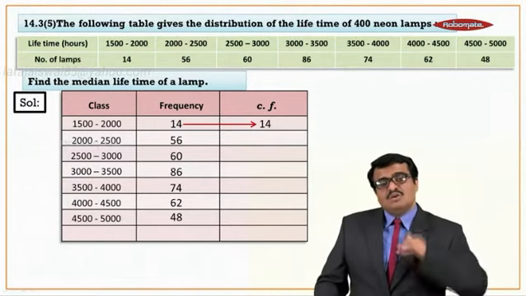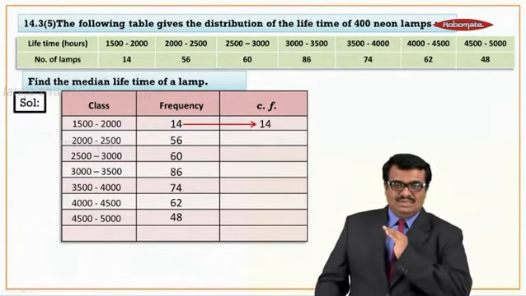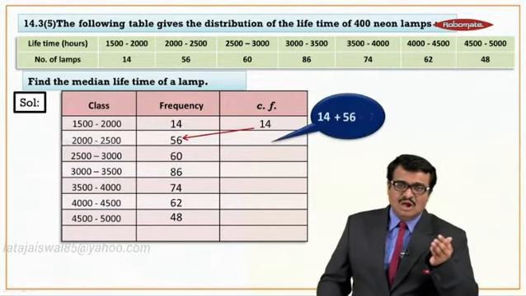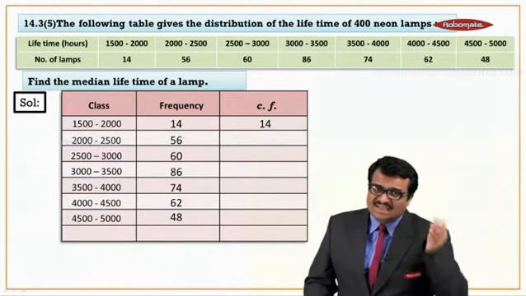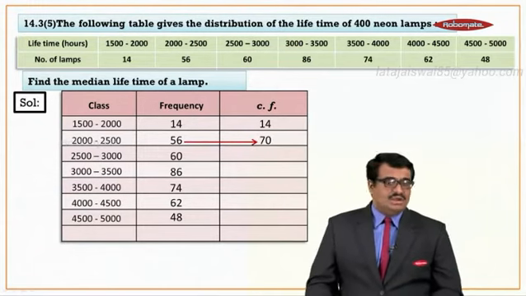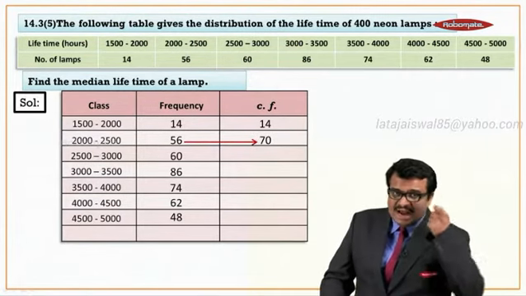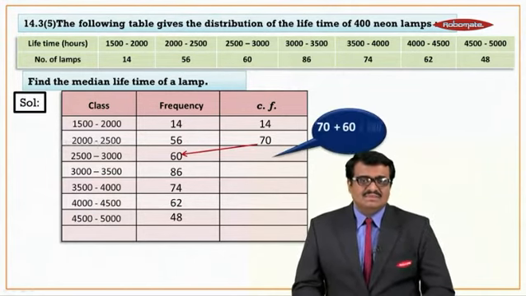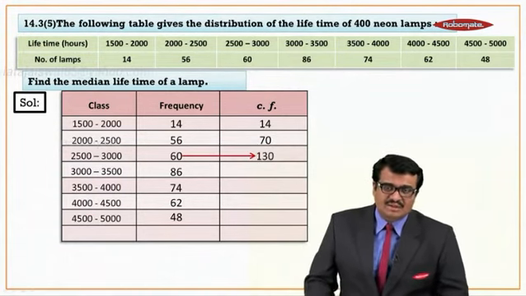Now what you have to do? You have to go on adding it with the next frequency. Now this 14 plus 56 gives you how much? 70. And this 70 will be written in the CF column. Now what we will do? Now this CF what you got, 70, you will add it with the next frequency. 70 plus 60 gives you 130, and that 130 you will write it there.